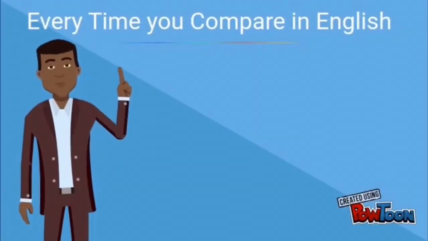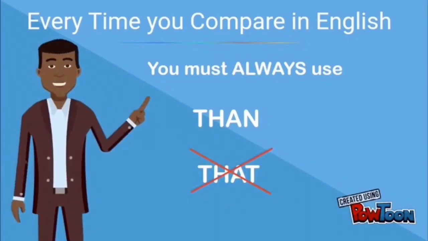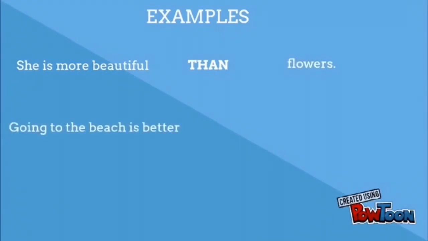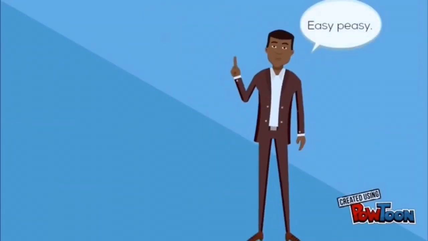Every time you compare in English, you must always use than instead of that. For example, she is more beautiful than flowers. Going to the beach is better than going to the mountain. I prefer soda than orange juice. See? Easy peasy. Let's start now.